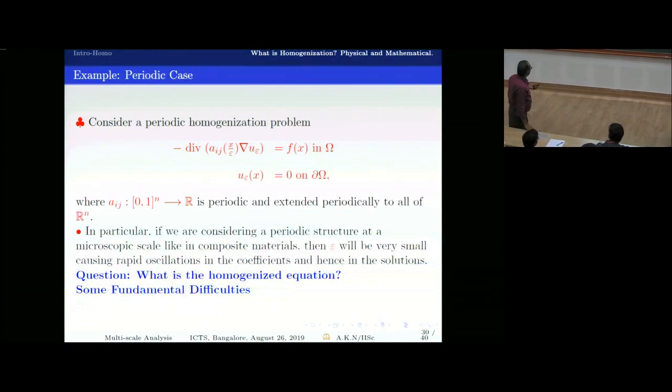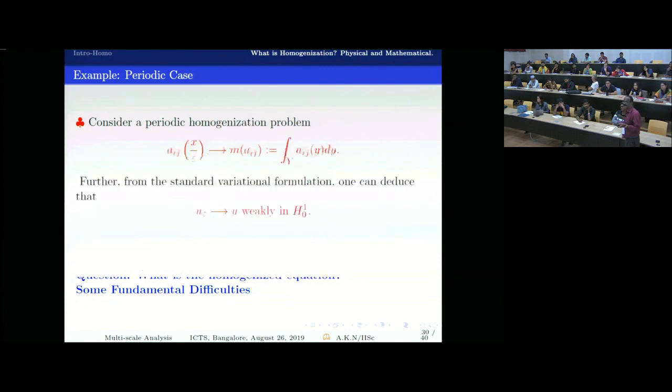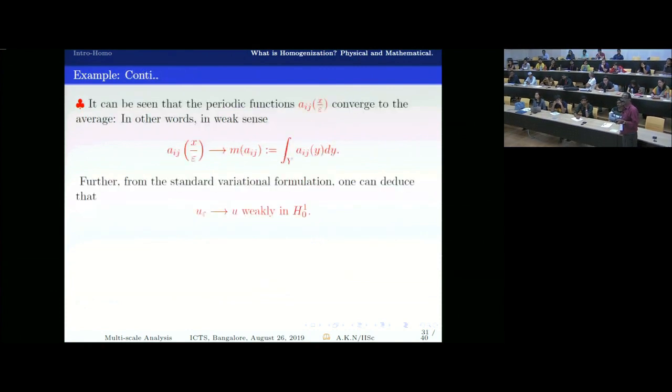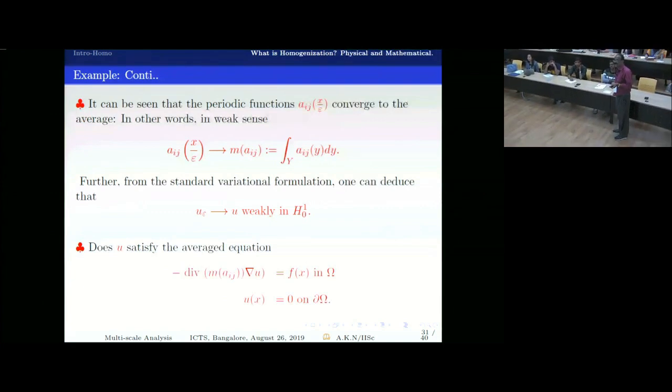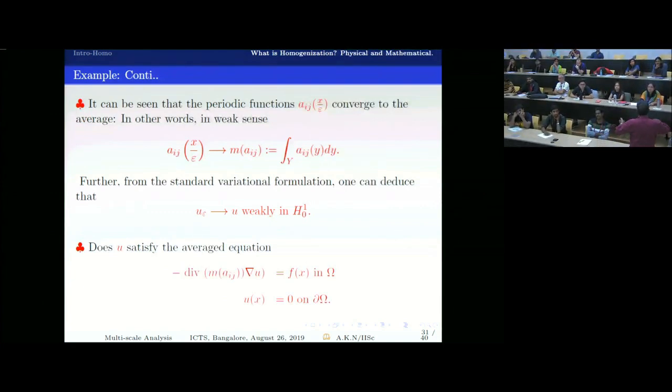Your immediate thought will be that this will converge weakly, and this will converge weakly, so you may think you can immediately write your limit equation. That's our tendency. If A_ij epsilon converges to M of A_ij, and grad u epsilon converges weakly to grad u, you may think that this times this will converge to this times this. That's a natural expectation for the majority of people.